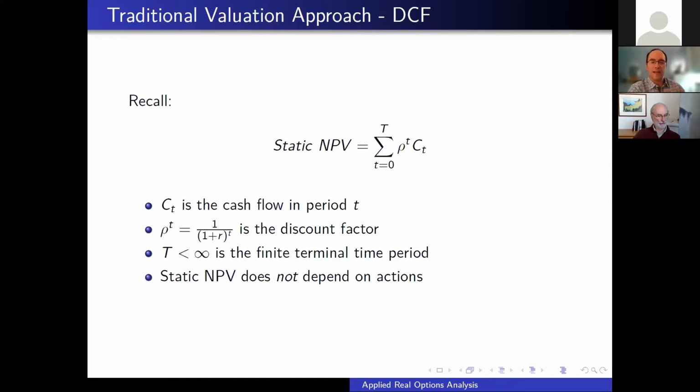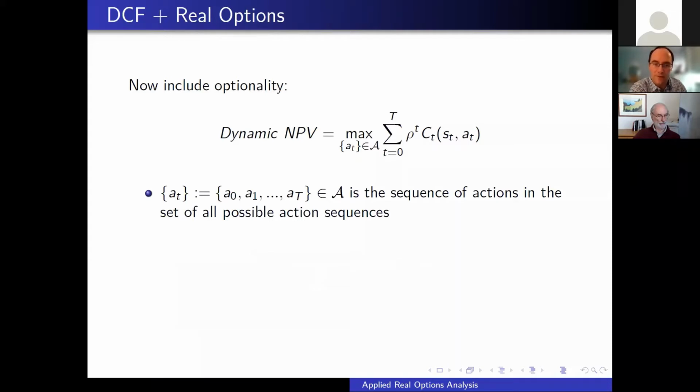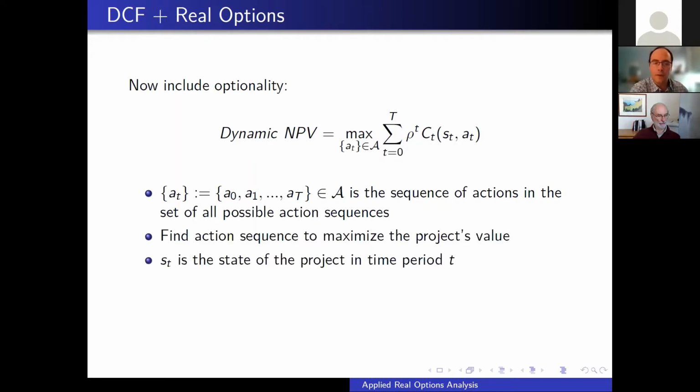So I've updated the static NPV, and we will now call it the dynamic NPV. And I will walk through this so it makes sense, hopefully. Now we have this max operator, and it's over the curly bracket A_t, which is a full sequence of actions over time. So, action at the initial state 0, and action at 1, through the action in the final state. So the maximum is that we have to select the optimal set of actions in order to value the discounted cash flow, which is now also a function of the state S_t, which will evolve. And I'll show you this in the model explicitly.